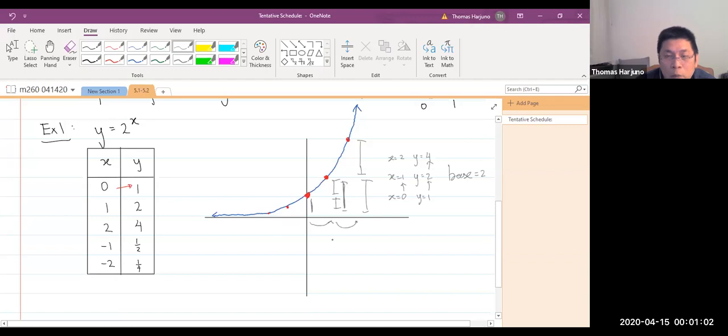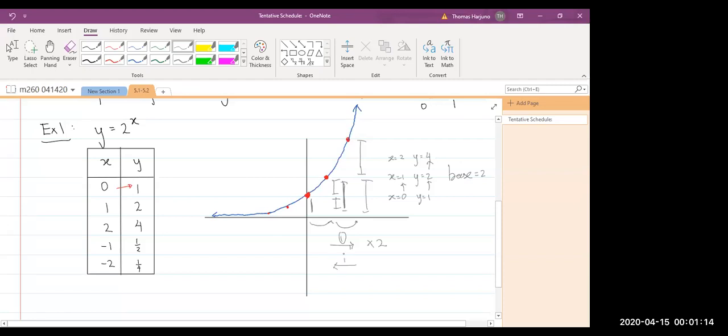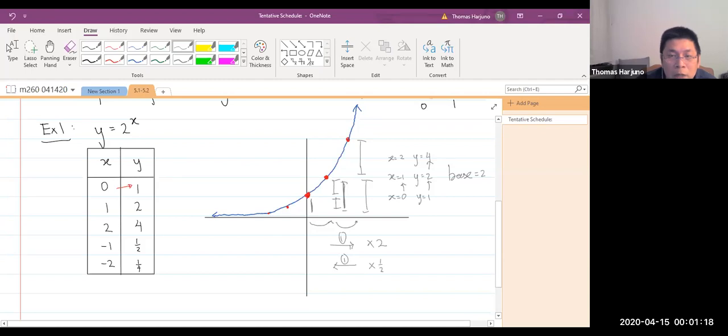Now, because moving to the right 1 unit implies I multiply the value by 2, what happens if I go to the left 1 unit? Half. I multiply by 1/2. So you see that from here, y equals 1, it becomes 1/2, multiplied by 1/2, 1/4, 1/8, and so on and so forth. Notice that as long as the y value is positive, when we move to the left 1 unit, we keep on dividing by 2.